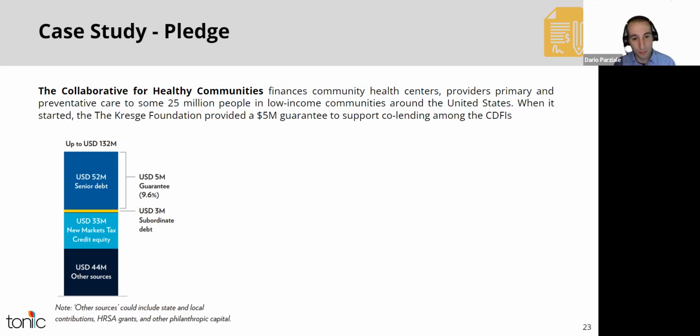However, they were less familiar with underlying considerations, and because of that, they leveraged a guarantee by the Kresge Foundation, a $5 million guarantee to support co-lending among these two CDFIs for health centers. And this guarantee was further leveraged to bring up to 132 million in financing, the total capital available. By the end of this origination period in mid-2016, the two CDFIs had validated their lending practices, and they were then able to leverage private investor capital without needing such a guarantee any longer.